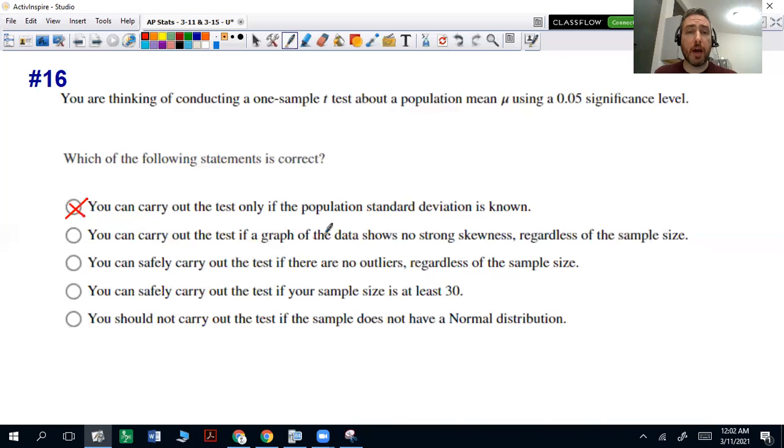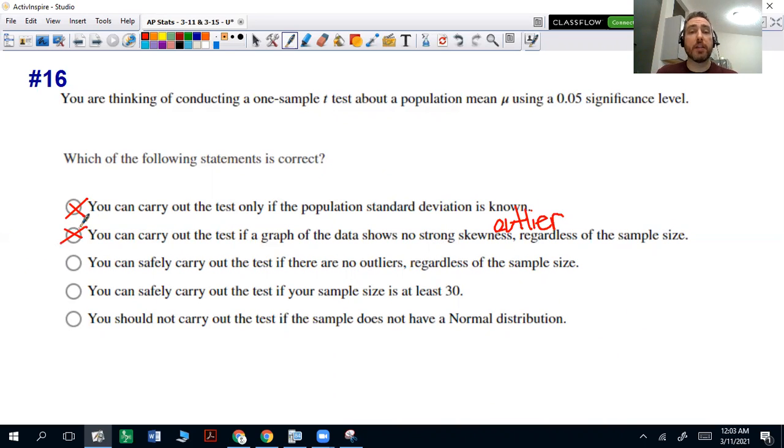You can carry out the test if a graph of the data shows no strong skewness regardless of sample size. Well, that's not true. If you have a graph of the data showing no strong skewness regardless of sample size, you could have an issue where there might be an outlier still, even though there's no strong skewness. If you have an outlier, that throws your numbers off, so that's no good.